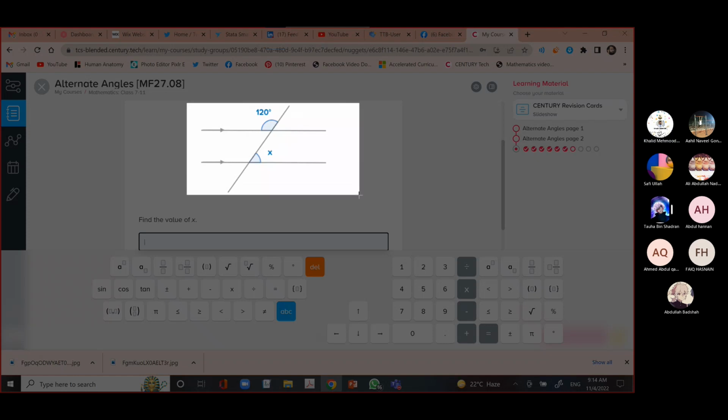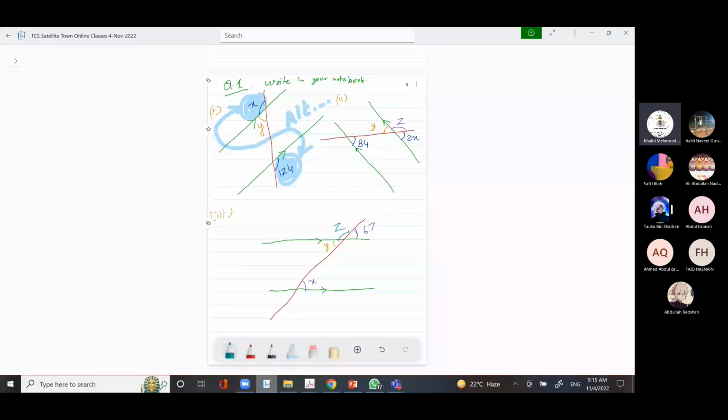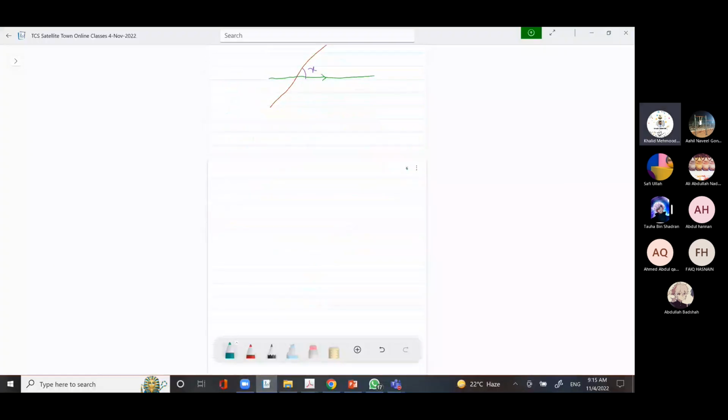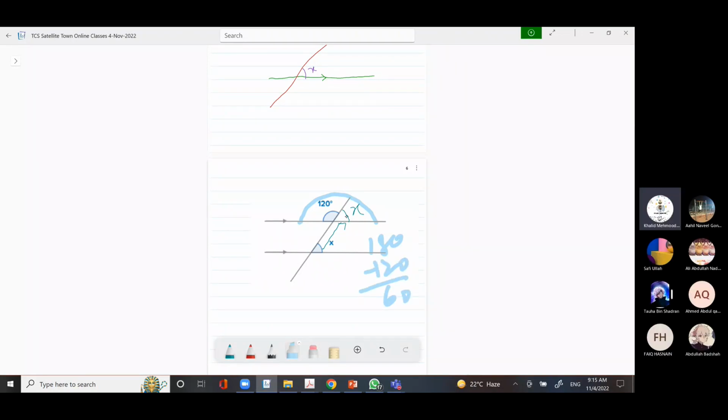Because I'm showing this one here, this corresponding angle is here. So this will be 60 degrees, and this is x. So now it will make 180, supplementary angle. So the answer will be supplementary angle, which means 180 minus 120 is 60. So the value of f will be 60.